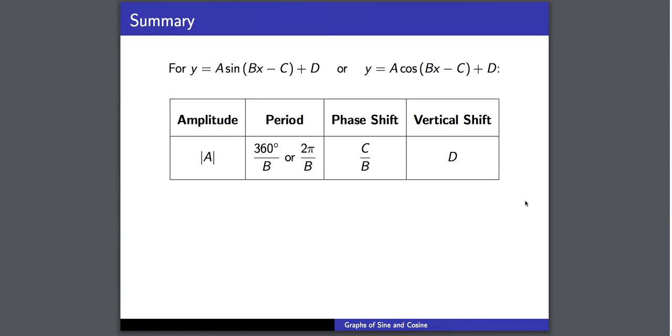All right, and then just to summarize a lot of what we talked about in the past few tutorial videos. If we put everything together, a sine of bx minus c plus d, or a cosine of bx minus c plus d, our amplitude is the absolute value of a. The period is 360 divided by b, or 2 pi divided by b if we're working in radians. So phase shift is c over b, and again, if it's positive, it's moving right, negative, it's moving left. And then vertical shift is d units up or down, depending on whether it's positive or negative.